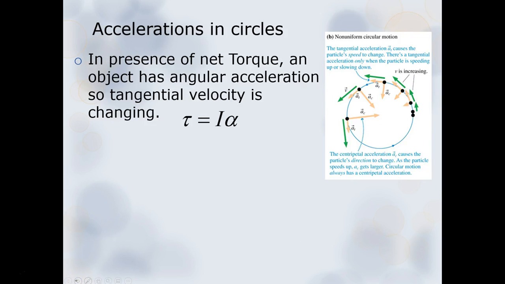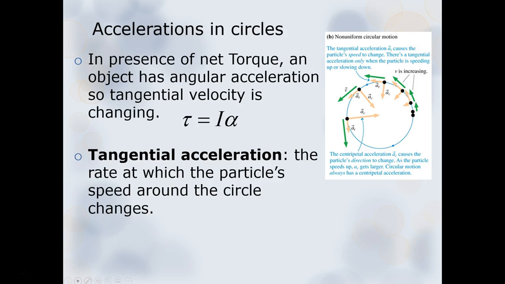However, not all circular motion is going to be uniform. Sometimes we'll have a net torque acting on our system, and what happens then is we have some alpha. So our particle's actually accelerating as we're moving around the circle, faster and faster. And what happens here is we get a tangential acceleration, which is different than your centripetal acceleration. The tangential acceleration is the rate at which the particle's speed changes around the circle. A centripetal acceleration comes from the fact that our velocity is constantly changing direction.